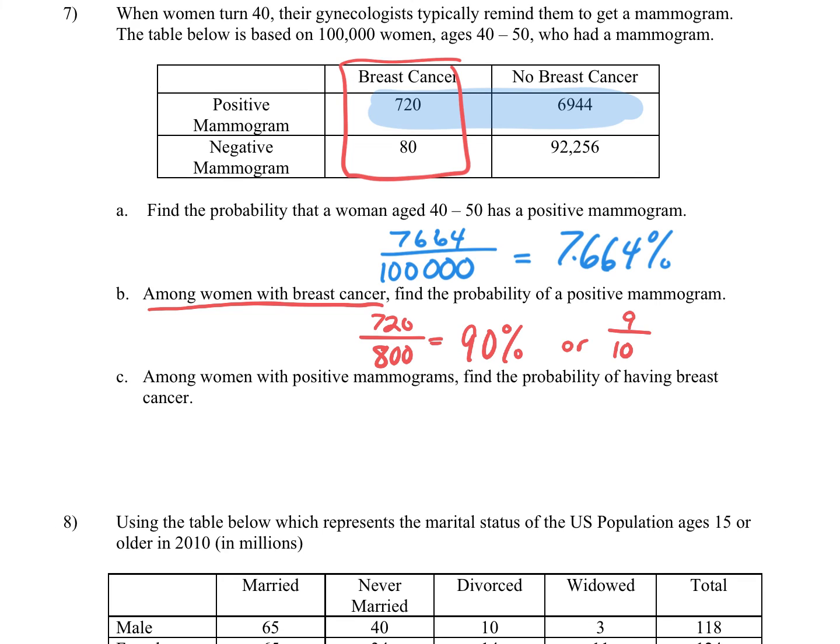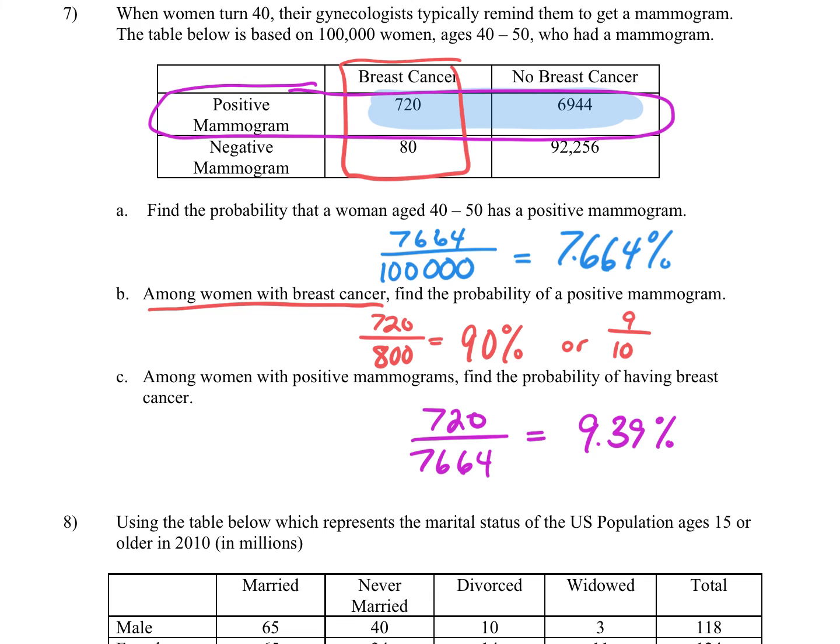On part C, they ask us among women with positive mammograms, let's use a different color here, among this group, among women with positive mammograms, find the probability of having breast cancer. Well, that is going to be 720 out of 7,664 for a probability of 9.39%. So these type of questions, they can be confusing. We need to always think about what is the outcome we are looking for and the total sample, the total number of people in that group.